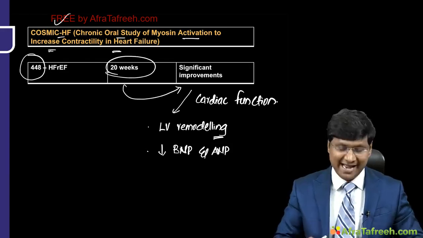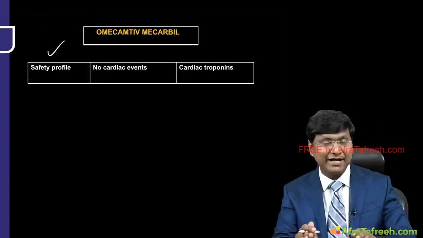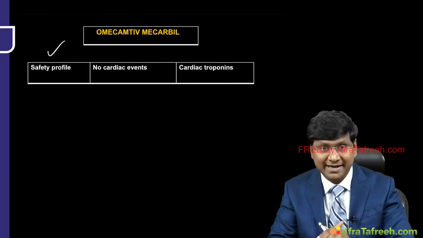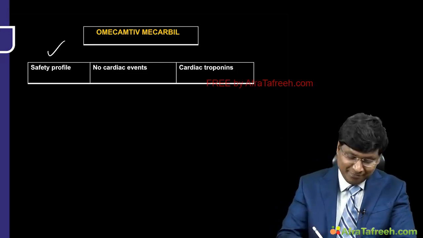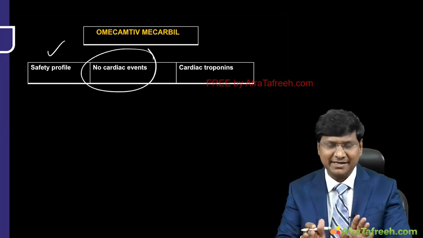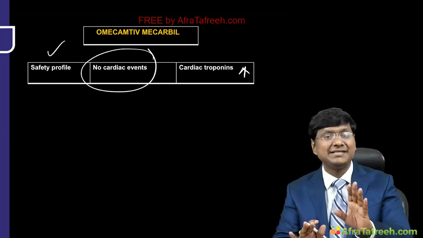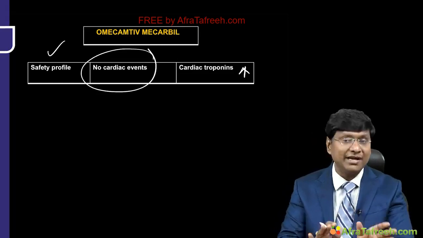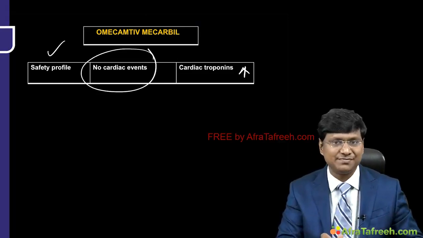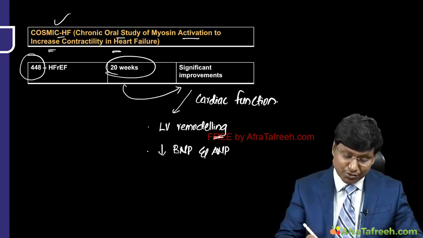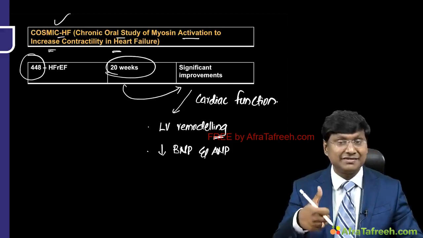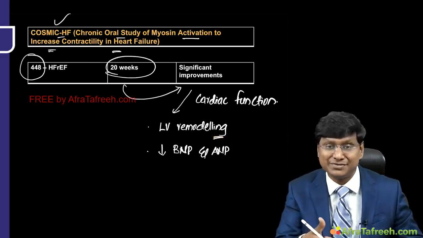And if you take the safety profile of omecamtiv mecarbil, that was compared with placebo, and it showed that there were no cardiac events, despite a modest increase in cardiac troponin in patients allocated omecamtiv mecarbil. Otherwise there were no significant cardiac events. So the COSMIC-HF trial showed that omecamtiv mecarbil has a very good result in heart failure with reduced ejection fraction.